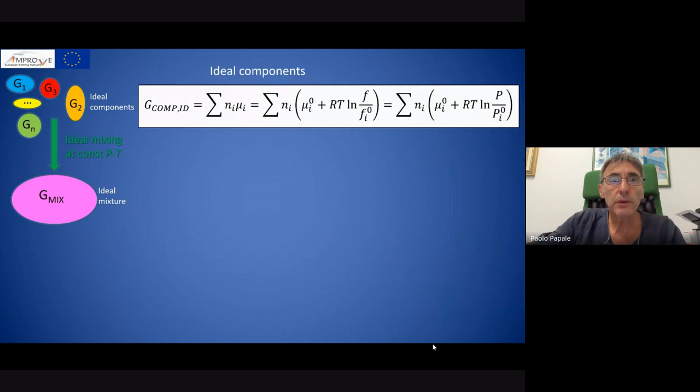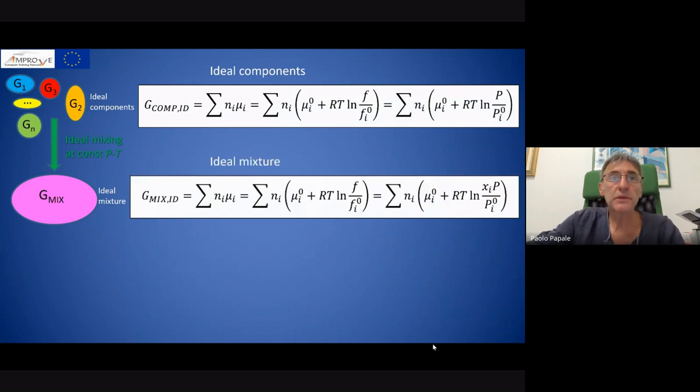For the individual components, let's write the sum of their Gibbs energies. Because we are dealing with pure components, their individual Gibbs energies correspond to the individual chemical potentials, each multiplied by the number of moles of the corresponding component. We can then write the chemical potential in terms of fugacity. And because we are dealing with pure components at ideal conditions, fugacity and pressure coincide, and we can therefore substitute fugacities with pressures.